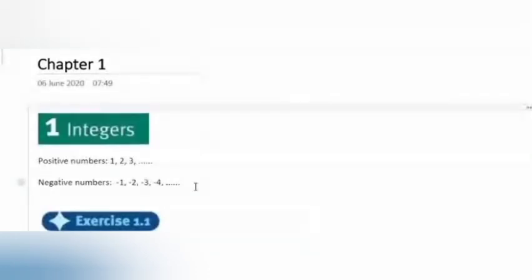So what are integers? The integers are a combination of positive numbers and negative numbers, including 0. So it contains all the mixed numbers, positive, negative, as well as 0. Okay, these are all integers. So now we move to the first exercise.